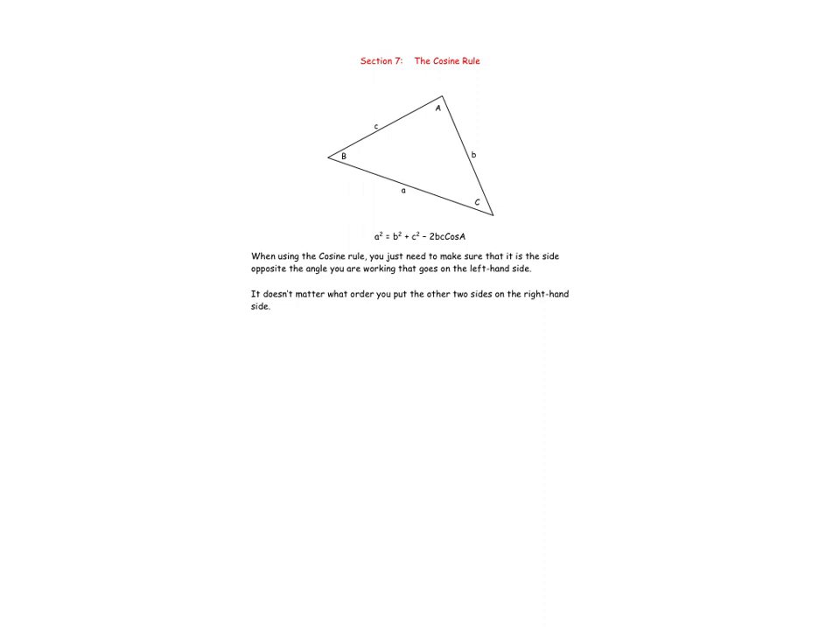angled triangles. When using the cosine rule, you need to make sure that it is the side opposite the angle you are working with that goes on the left-hand side. It doesn't matter what order you put the other two sides on the right-hand side. I'm going to go through a few examples in this video of how to use the cosine rule.